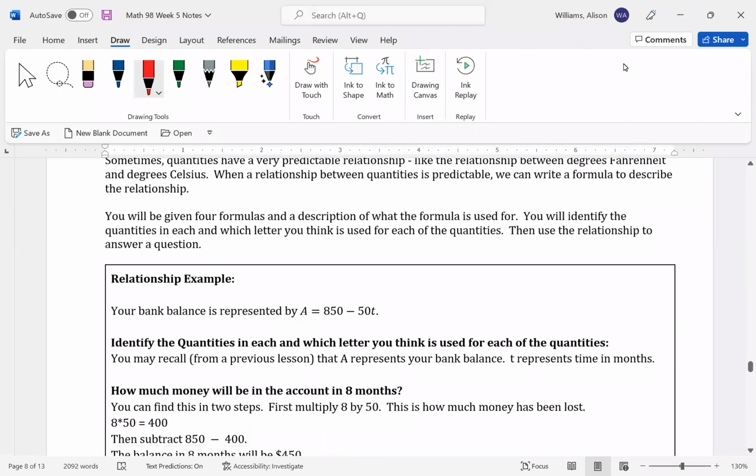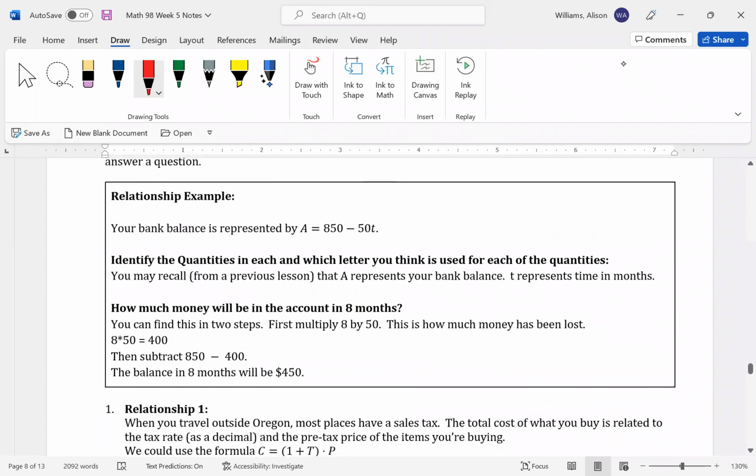Let's say your bank account balance is represented by A equals 850 minus 50T. So you may recall from what we've done before that A represents your account balance, and T represents the time in months. So how much money will be in the account in 8 months? Well, if I plug in 8 into the formula, 8 times 50 is 400. Subtract that from 850, and I'm going to get 450 is my balance.